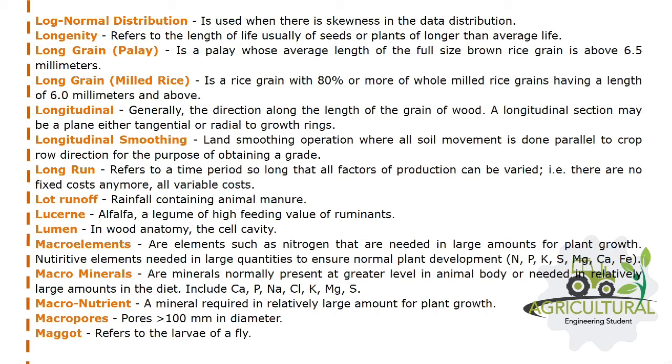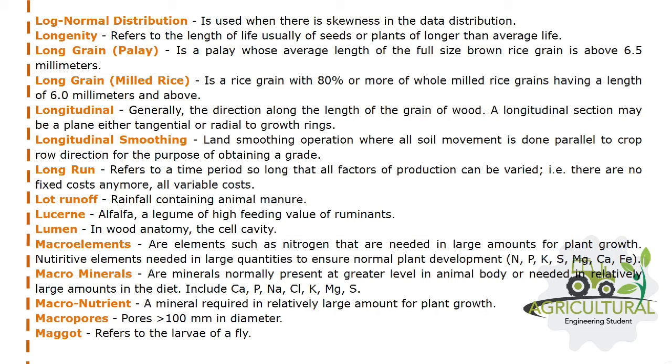Longitudinal smoothing, land smoothing operation where all soil movement is done parallel to crop row direction for the purpose of obtaining a grade. Long run refers to a time period so long that all factors of production can be varied, i.e. there are no fixed costs anymore, all variable costs. Lot runoff, rainfall containing animal manure. Lucerne, alfalfa, a legume of high feeding value for ruminants.